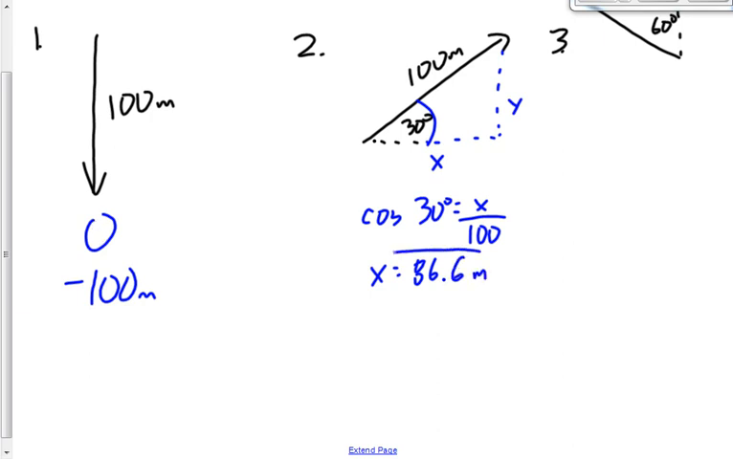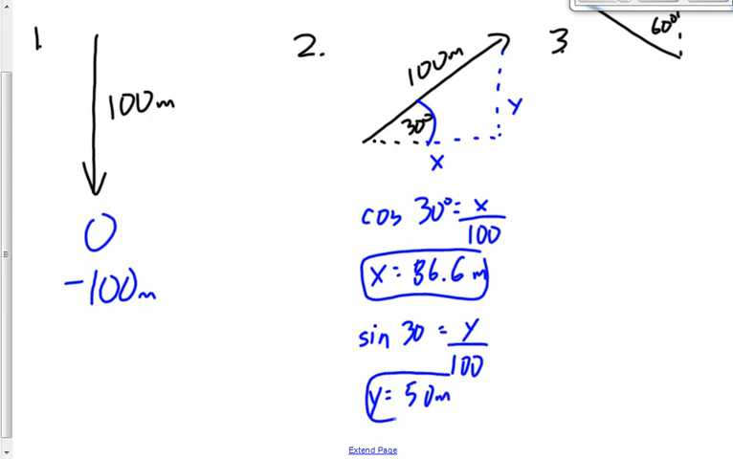Close enough. Now the y component is the opposite side to the angle. It's across from the angle. So it's going to be sine 30 degrees is equal to opposite over hypotenuse. And that's going to be 50 meters. Is that okay?